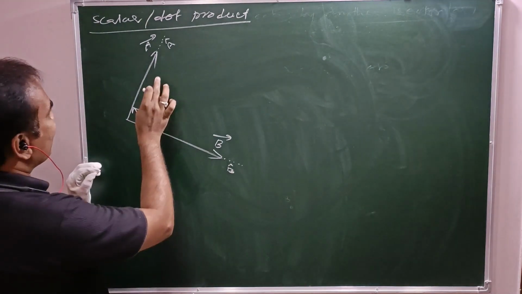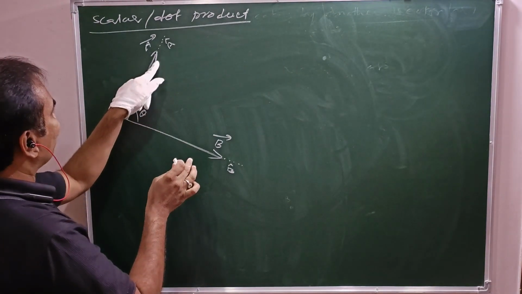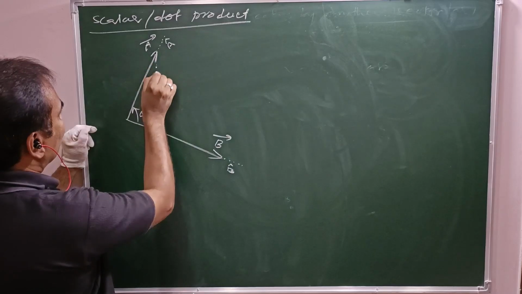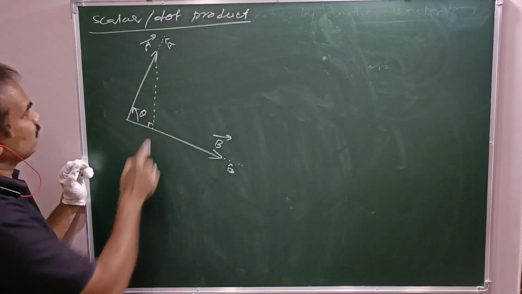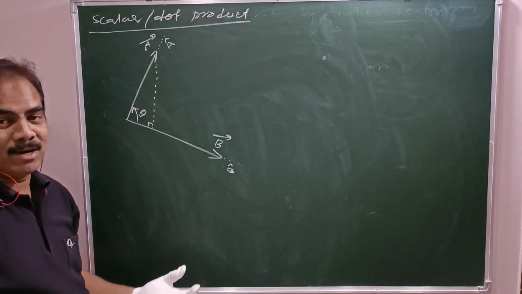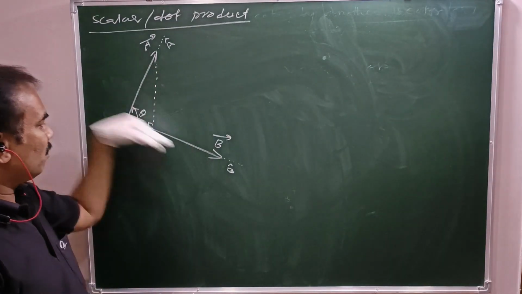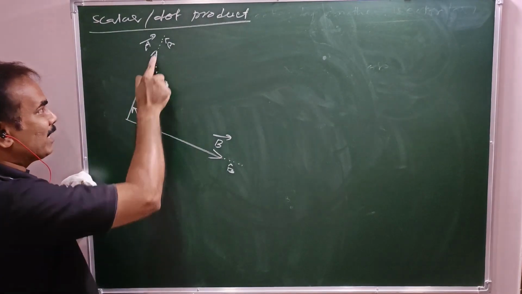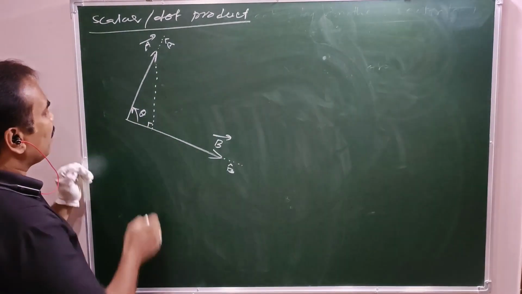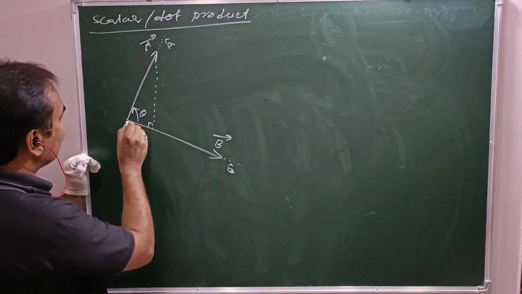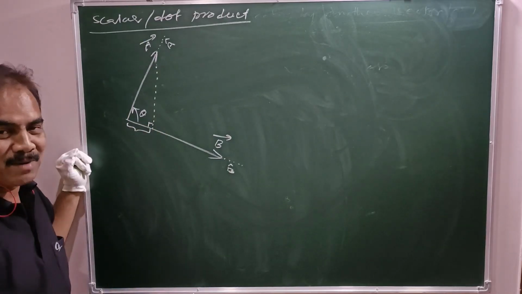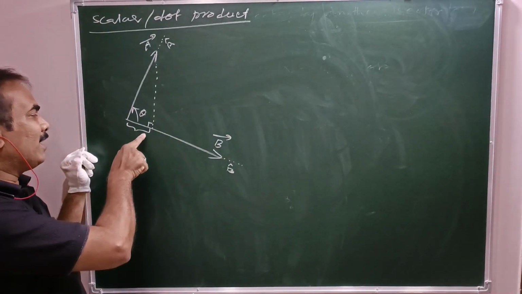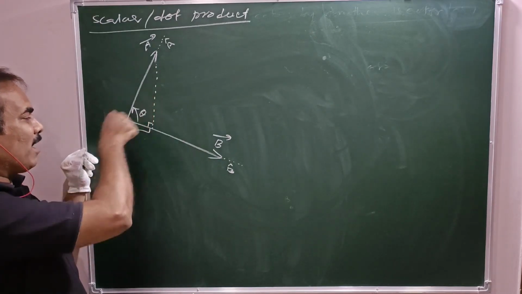Now, I am drawing one normal from the tip of A bar onto the B bar line. See, this is 90 degrees. This dotted line is nothing but the normal drawn from the tip of A bar onto B bar. Now, what is this measurement from here to there? Usually, that is the length of A bar along B bar.